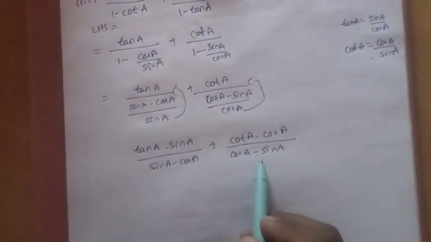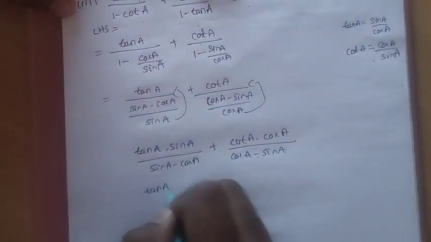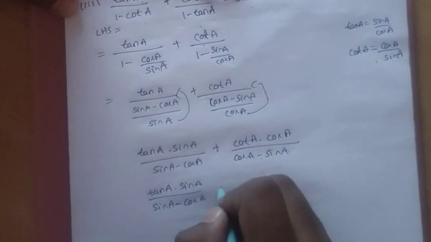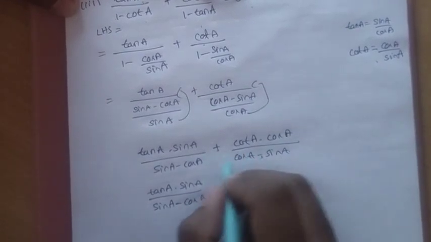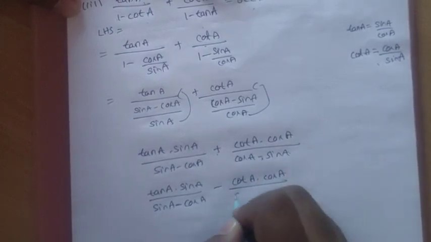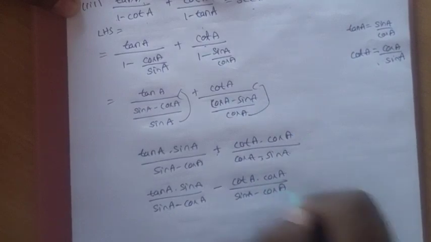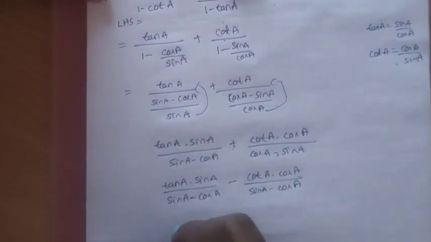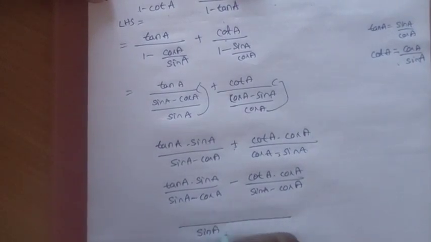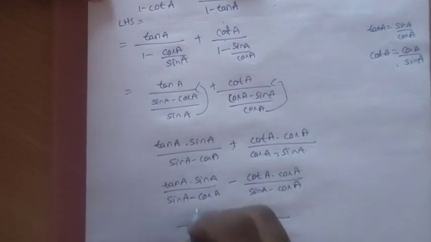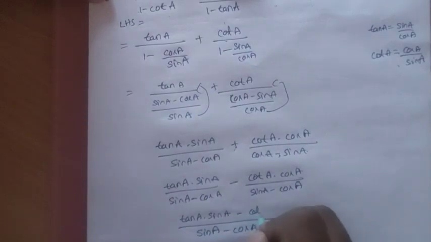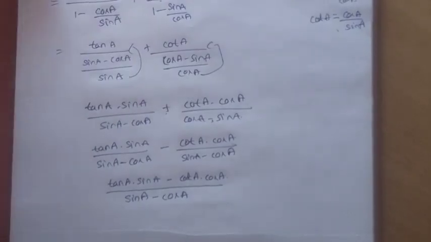So here if we take minus common, then what we will get? So tan a into sin a dividing by sin a minus cos a. If we take minus common here, then this plus becomes minus. So cot a into cos a dividing by sin a minus cos a. Got it? So now, the denominator is the same, so we can write sin a minus cos a one time. So then tan a into sin a minus cot a into cos a, we will get it, right?